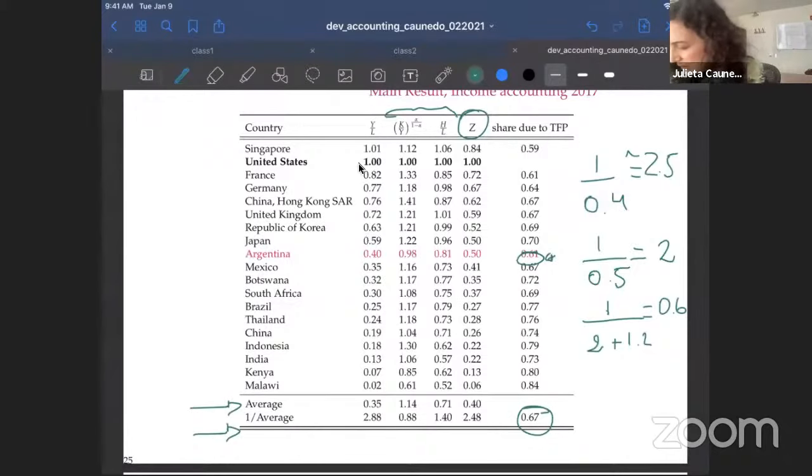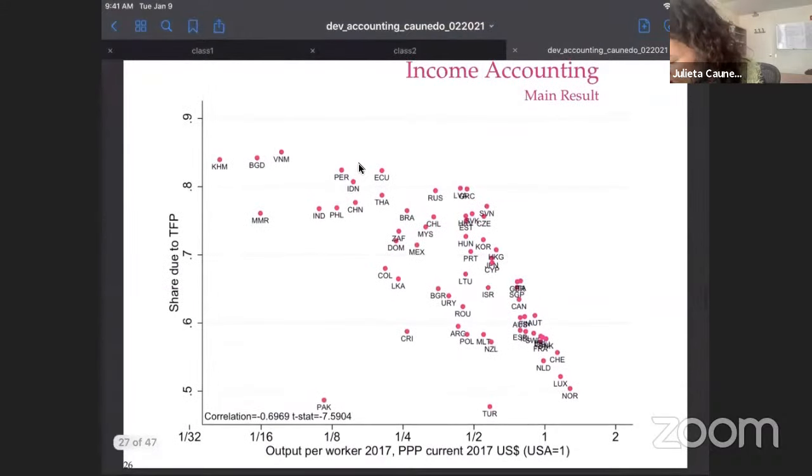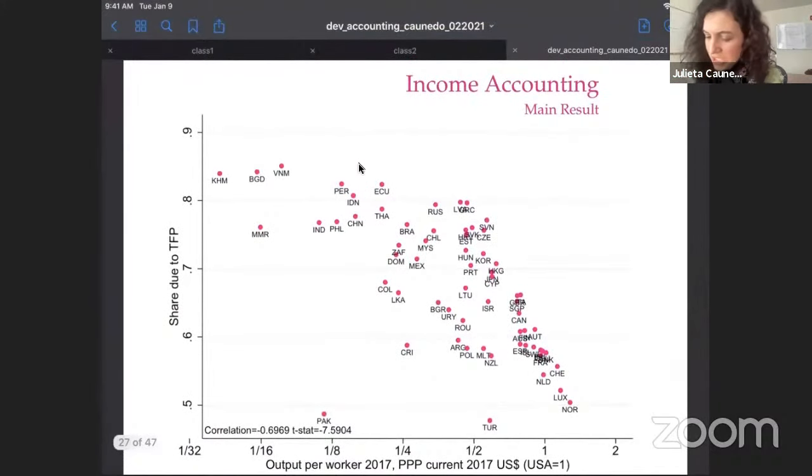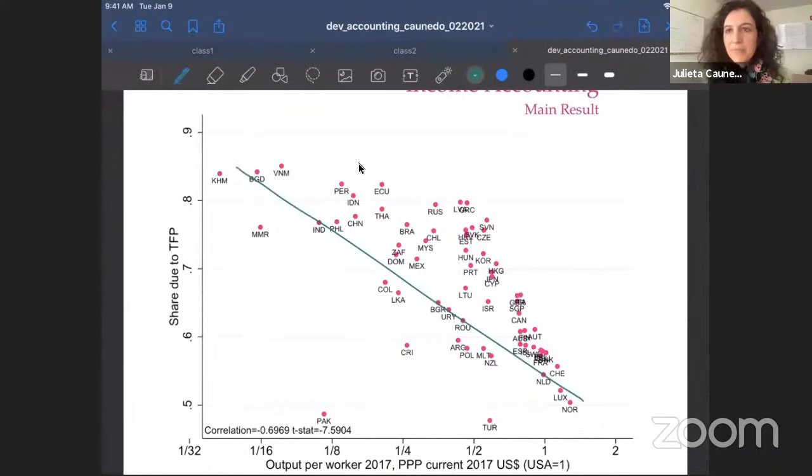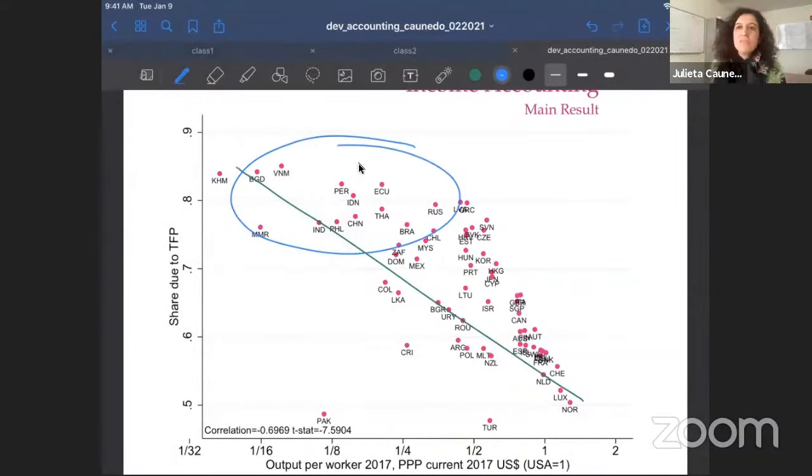Now, why is that? Well, what seems to happen is that if I plot the share of income disparities due to TFP, the last column that I showed you before, on the y-axis, against income per worker on the log axis, then you're going to see that there is a strong negative relationship. So what this is saying is that TFP explains most of the difference between those poor countries and the US, more than it does in rich countries. All right, that's takeaway number one.